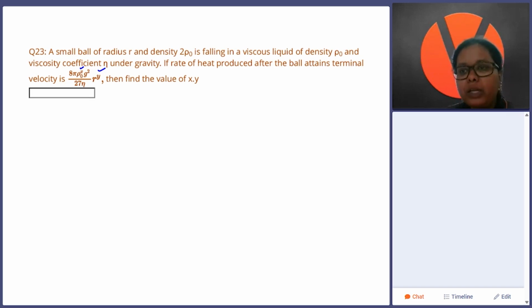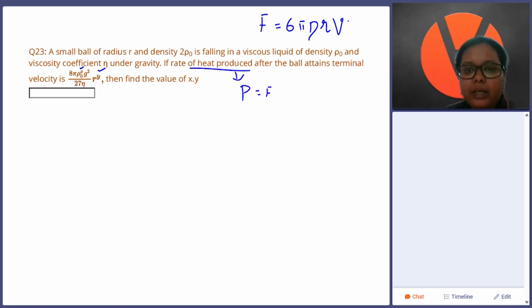So when a ball is falling down or is traveling in a viscous liquid, it will experience the viscous force of the amount given by Stokes, 6 pi eta r v. Right? So rate of heat produced is nothing but what they're asking, power. So shall I write it as force into velocity? So what I will have here 6 pi eta r v square.